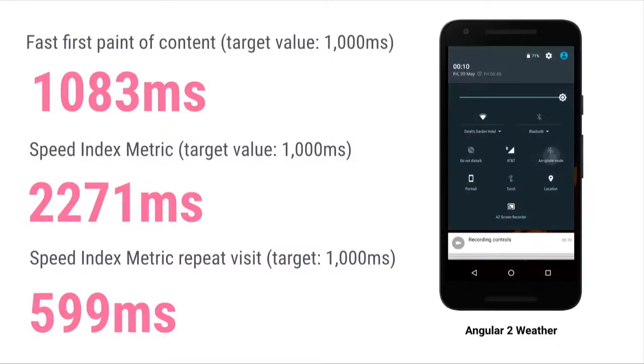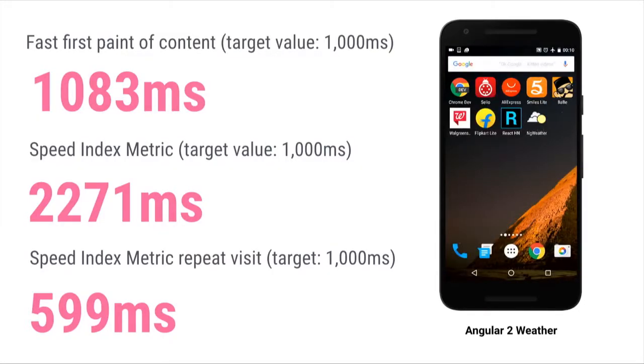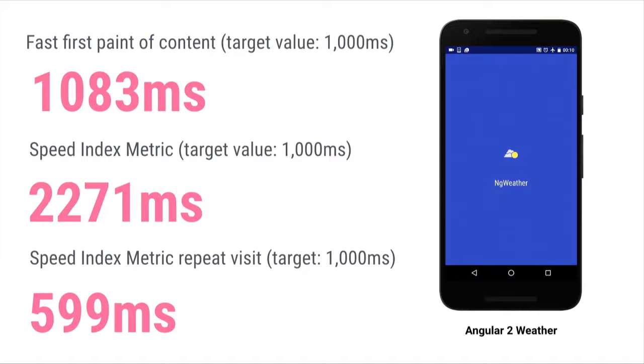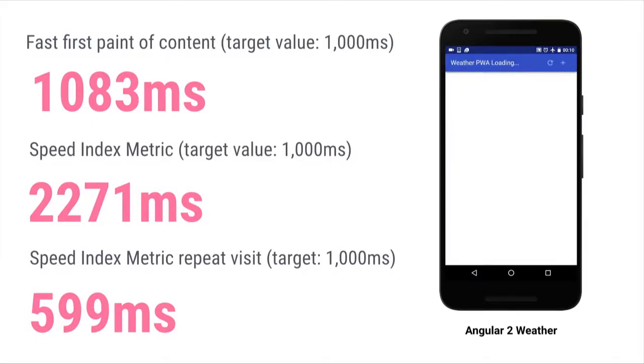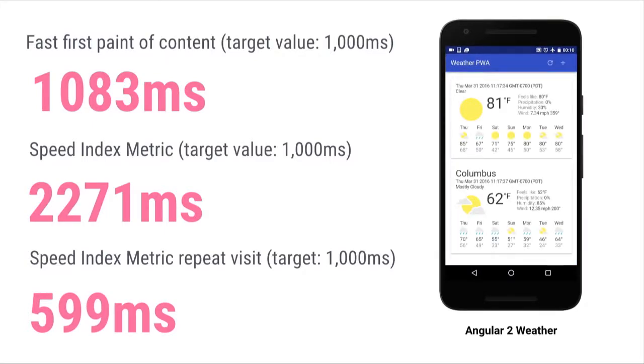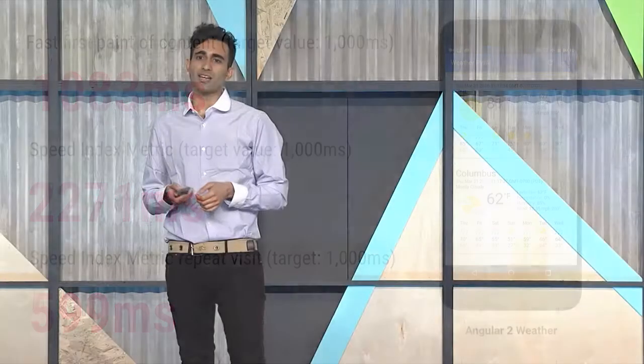So what do the numbers look like? We're going to take a look at an Angular weather app that the team have been working on. And this uses the application shell model, it uses Angular CLI, it uses a lot of the tooling that they've recently been working on. And with Lighthouse, these are the metrics that we currently get. First paint is about 1,083 milliseconds. That could be better. Speed index is 2,271, and the speed index on repeat visit is 599. Now these aren't terrible numbers. These are actually pretty good numbers, but we can do better.